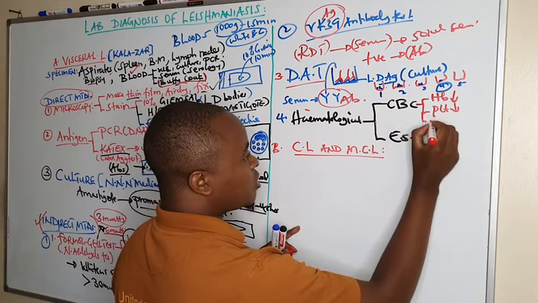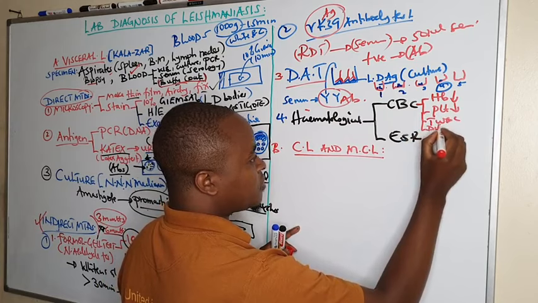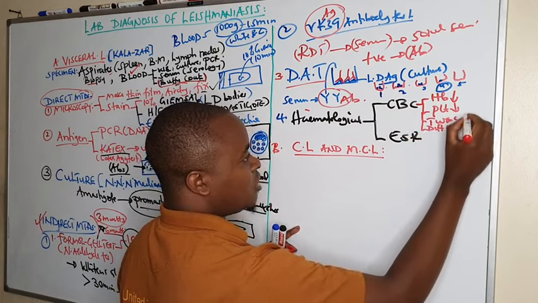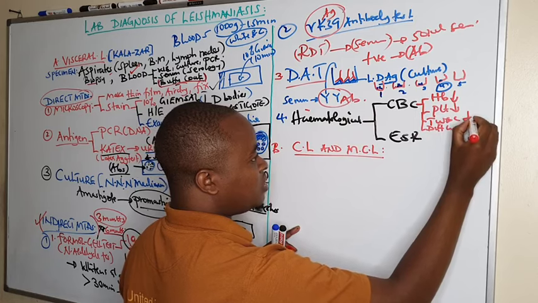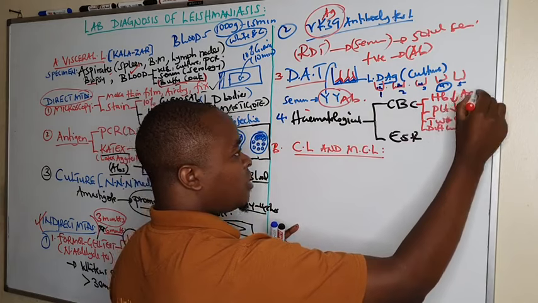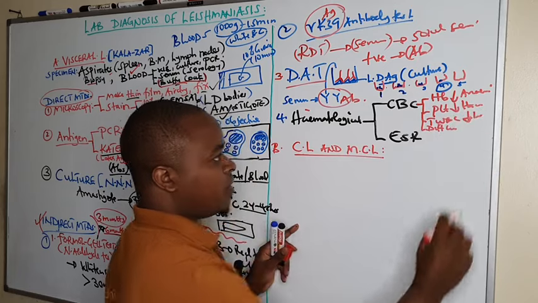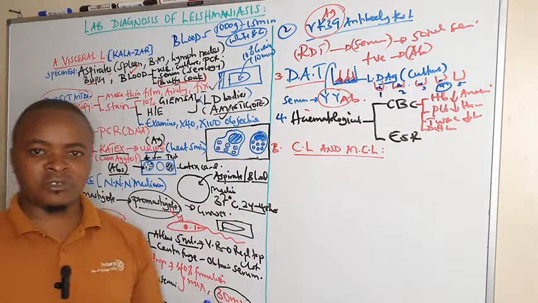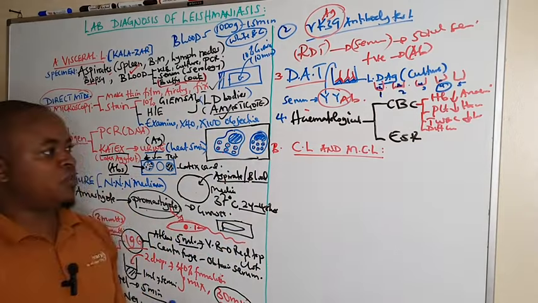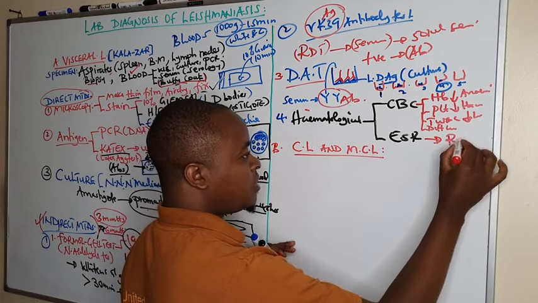We can do both total white blood cell count and differential count. And total white blood cell count is also going to be reduced. So here we are looking for anemia, thrombocytopenia, and leukopenia. This one can also give us a clue about Leishmania. And when we perform ESR, it is also going to be raised.